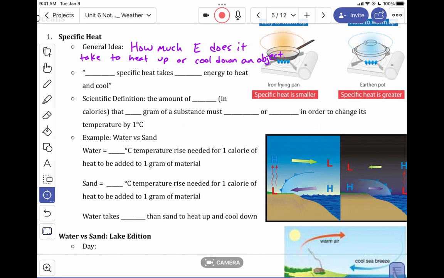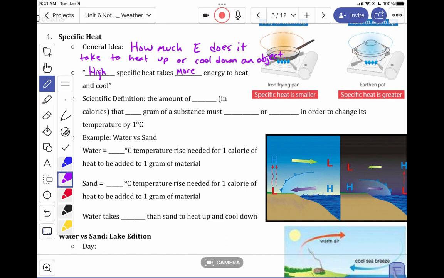And the graphic is talking about an iron frying pan that's going to heat up really quickly because specific heat is smaller. If you have an earthen pot, like a crockery sort of thing, that's going to take longer to heat up and cool down. Maybe that fits with your experience, maybe not. But something that has high specific heat, like this earthen pot, is going to be harder to heat up and cool down. So I'm going to say high specific heat takes more energy to heat and cool. So you have to put more heat into it to warm it up, but it'll stay warm longer because it has to lose more energy to cool down.